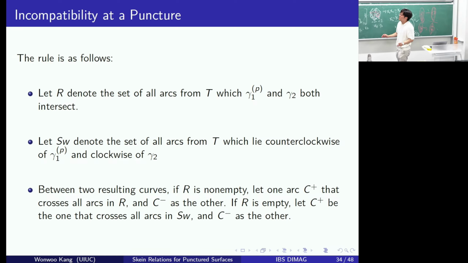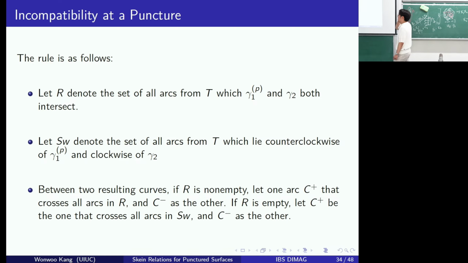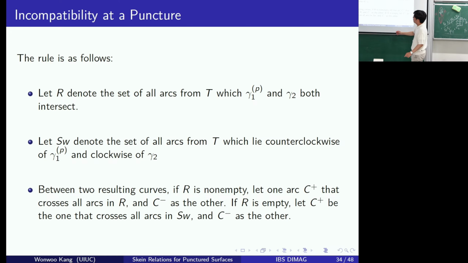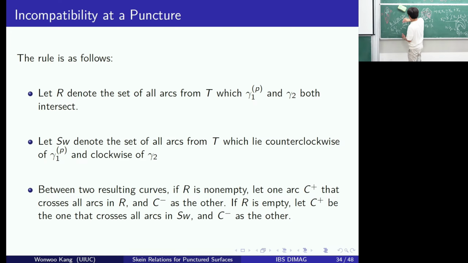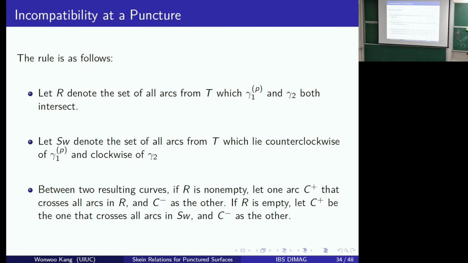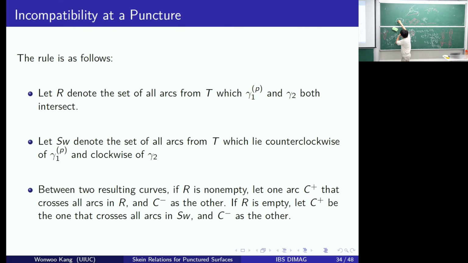And how do we get the Skein relation? Before I talk about the real final conclusion, two rules real quick. Let R denote the set of all arcs from T which gamma 1 and gamma 2 both intersect. So if I have a triangulation like this, and gamma 1 is like this and gamma 2 is like this, they both intersect this one and this one. This one is only intersected by this, and this one is only intersected by this, so they're not in R, but these two will be inside R.